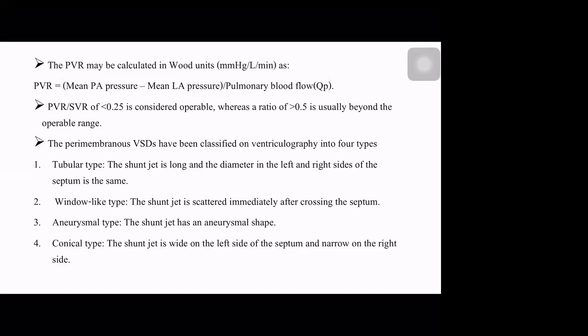Now, when we are doing a cardiac cath in case of perimembranous VSD, again it can be classified into 4 types based on the ventriculography. Type 1 is the tubular type, where the shunt jet is long and the diameter on the right and the left sides of the septum is the same. Number 2 is the window-like type. Here, the shunt jet is scattered immediately after crossing the septum. Number 3 is the aneurysmal type. Here, the shunt jet has an aneurysmal shape. And the conical type, the 4th one, the shunt jet is wide enough on the left side of the septum and narrow on the right side.